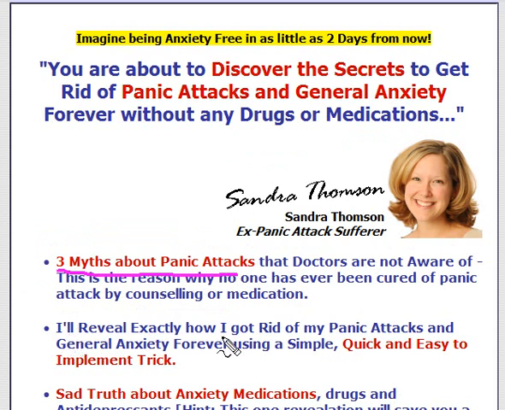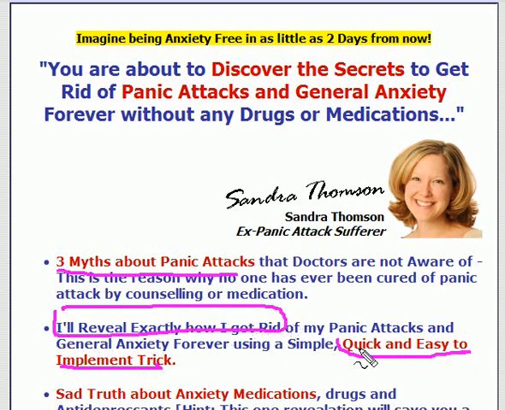So I'll reveal exactly how I got rid of my panic attacks and general anxiety forever using a simple, quick and easy to implement trick. So here, "quick and easy to implement trick" would go here. A quick and easy to implement trick helps these two bullet points to be parallel.